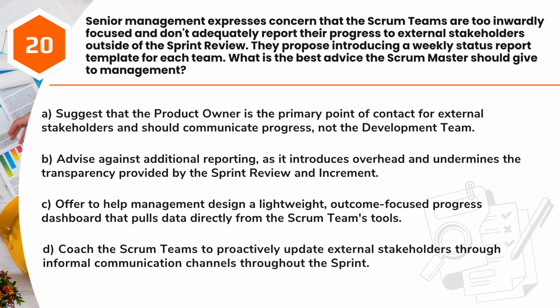A. Suggest that the product owner is the primary point of contact for external stakeholders and should communicate progress, not the development team. B. Advise against additional reporting, as it introduces overhead and undermines the transparency provided by the sprint review and increment. C. Offer to help management design a lightweight, outcome-focused progress dashboard that pulls data directly from the Scrum team's tools. D. Coach the Scrum teams to proactively update external stakeholders through informal communication channels throughout the sprint.